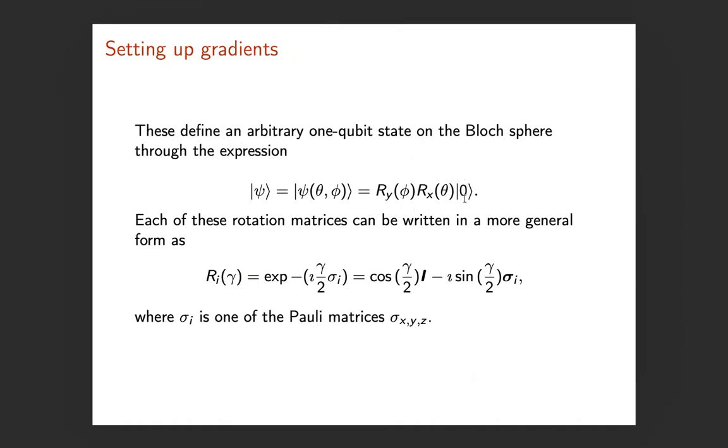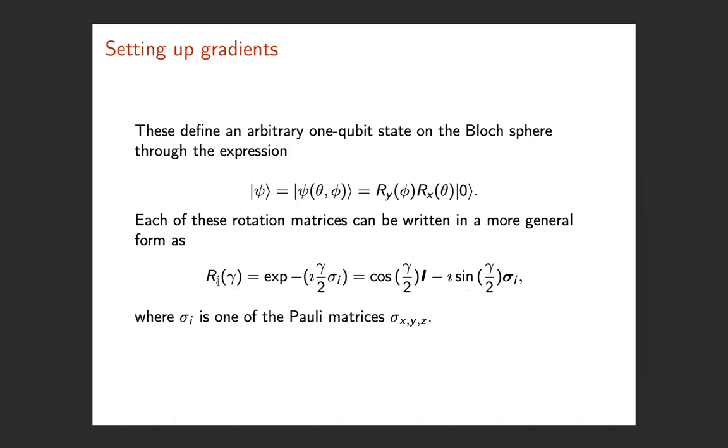So we start with a qubit 0, and then we perform a rotation around an angle theta, and then an angle phi in the x and the y directions respectively. Each of these rotation matrices can be written in a more general form as cosine of gamma/2 times the identity matrix minus i times sine of the rotation angle gamma/2 times the explicit Pauli matrix.